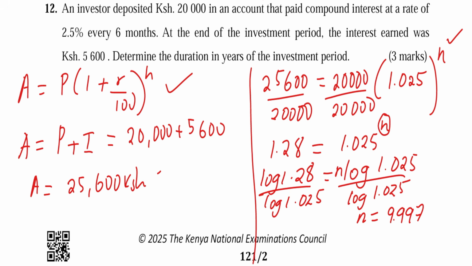9.997 periods, which is just to say 10 periods. But remember, that is not our answer. You've been told to determine the duration in years. Tamam. So for every 1 period we have 6 months. So in every 1 year we have 2 periods.